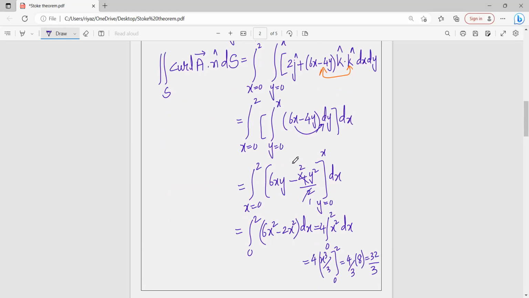In doubt? Sir, Stokes theorem, boundaries, three values are given, but while finding the limits, we are using only two values. Three values, where is it? Yes, actually Stokes theorem is always in 3D.